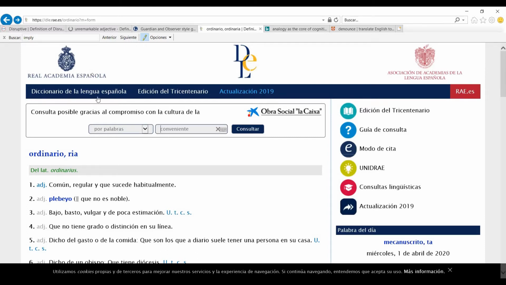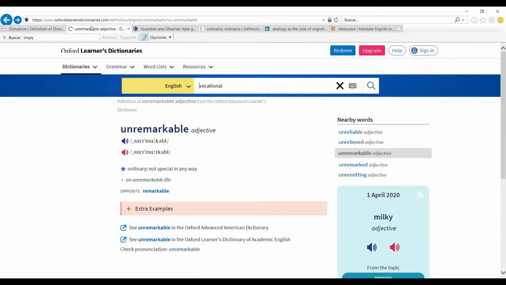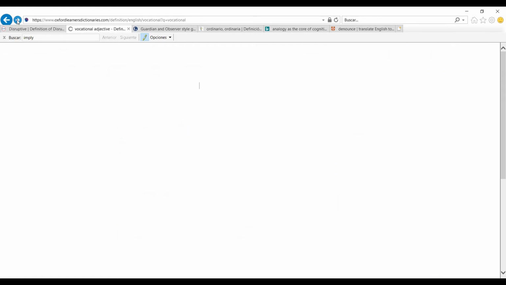Quiere decir que tenemos que tener mucho cuidado con esas palabras que se parecen, pero que no son lo que parecen. For this, I am going to give you now a couple of words that are false friends that should not be translated into words in Spanish that are similar to them. And the first one is vocational.